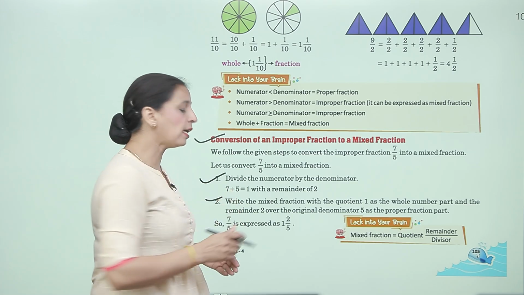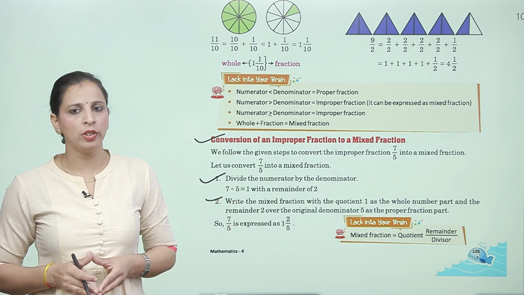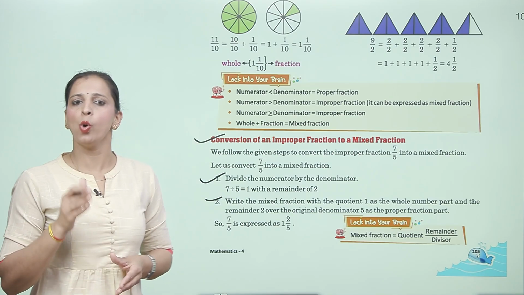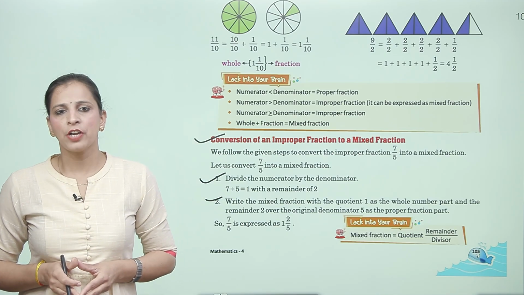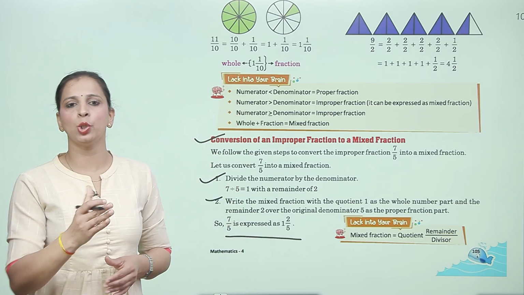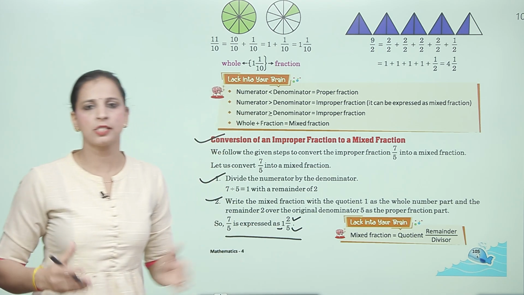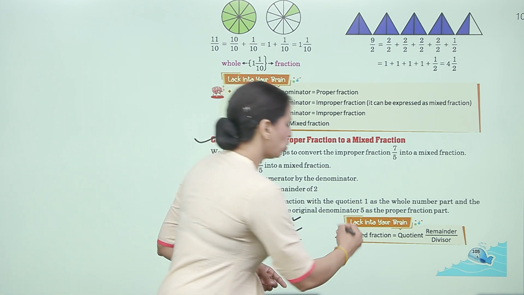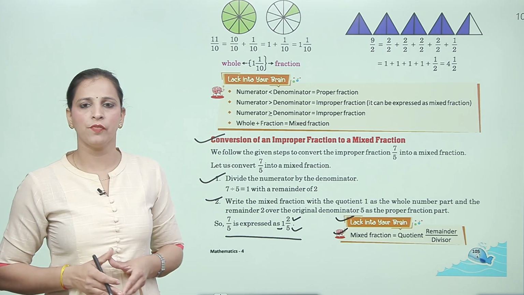Now second, write the mixed fraction with the quotient 1 as the whole number part and the remainder 2 over the original denominator 5 as the proper fractional part. So 7 by 5 is expressed as 1 and 2 by 5. This is the quotient, this is the numerator and this is the original denominator. Now lock into your brain. Mixed fraction is equal to quotient and remainder upon divisor.